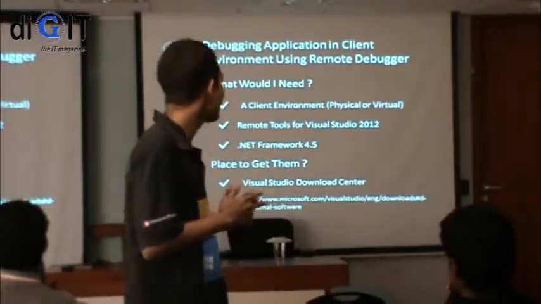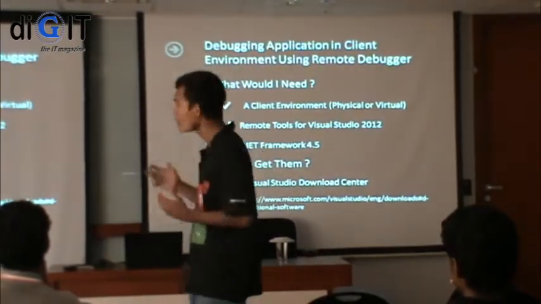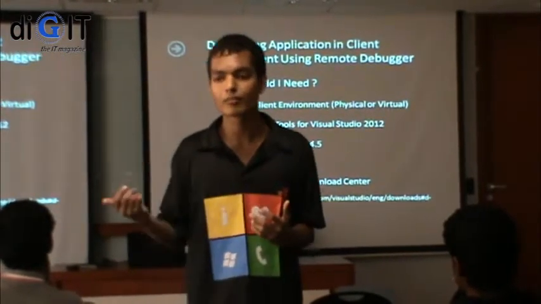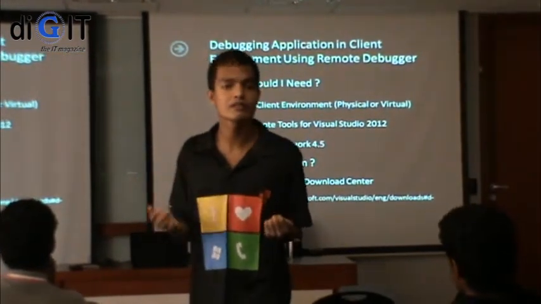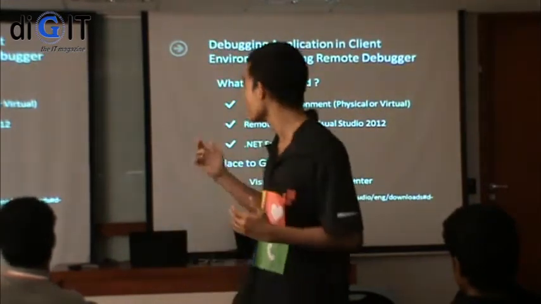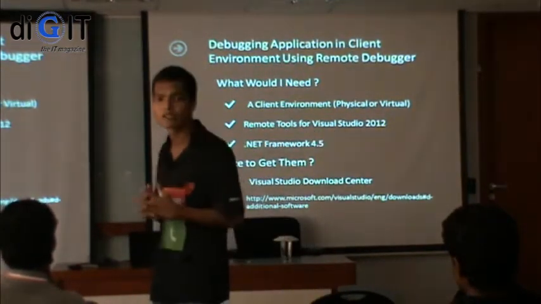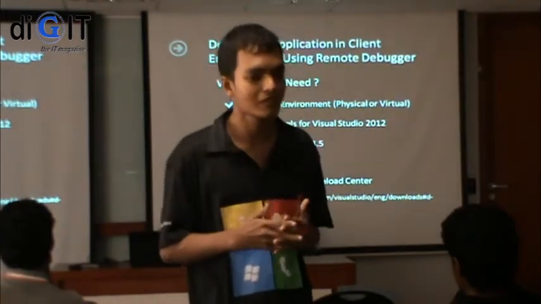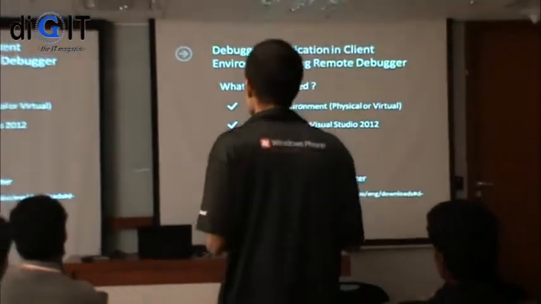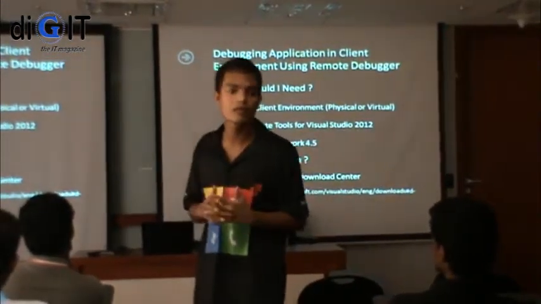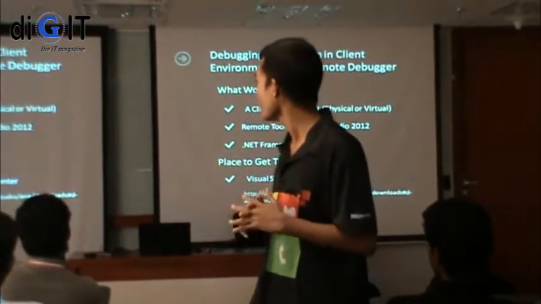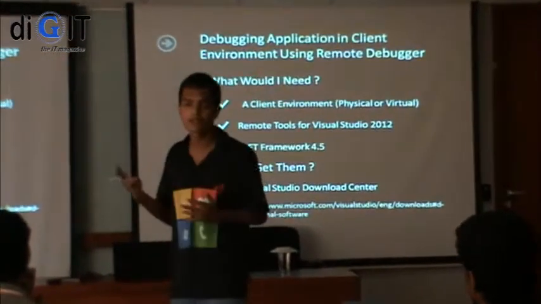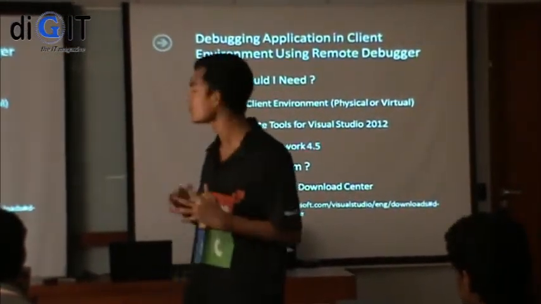What the remote debugger allows you to do is remotely deploy your application to your client via the network and perform a debugging session on client machines. So we still have all the functionalities of Visual Studio with us. To do that, we will need a client environment. It can be a physical or a virtual environment. Today, since I don't have two physical machines, I will use a virtual machine. That machine won't need to have Visual Studio, but it should be installed with Remote Tools for Visual Studio 2012. You will also need .NET Framework 4.5 installed with it. If you don't have those two tools, you can download them for free from the Visual Studio Download Center.